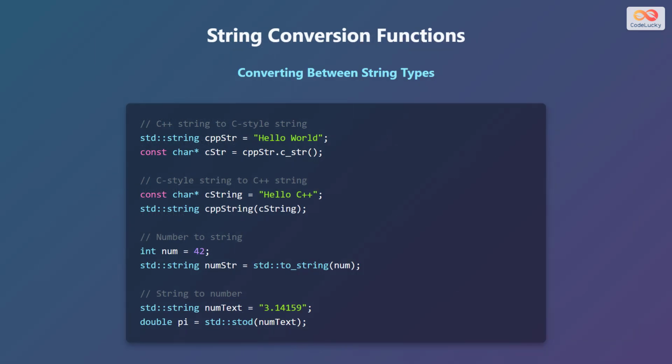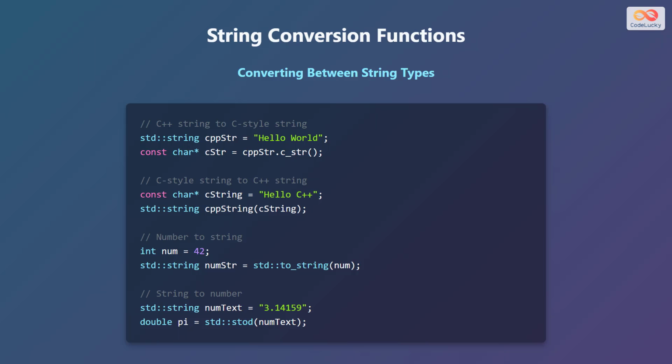C++ provides functions for converting between string types. You can convert a C++ string to a C-style string using the c_str method, and a C-style string to a C++ string by directly assigning it to a C++ string variable. Additionally, you can convert numbers to strings using the to_string method and strings to numbers using functions like stod, stoi, and others. Here's a code example.